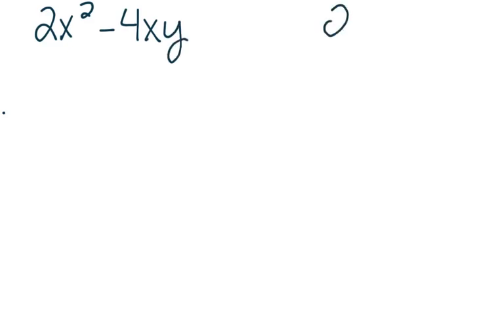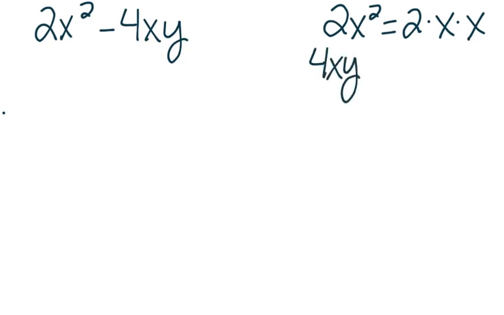So our first term that we have is 2x squared, which is equal to 2 times x times x. And then our second term that we have is 4xy. So again, we're going to go ahead and factor this. So 2 times 2 is equal to 4 times x times y. So then we're going to go ahead and see what they have in common.